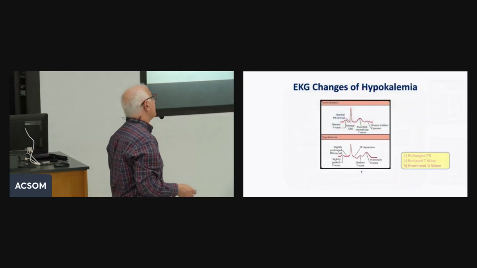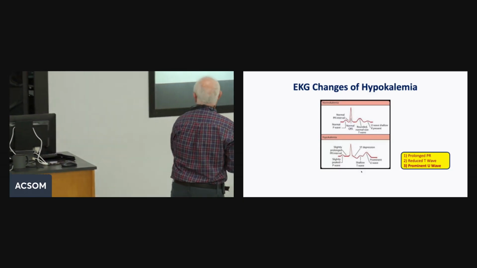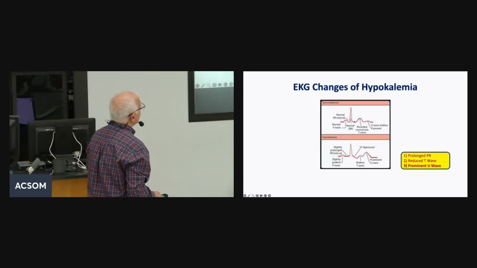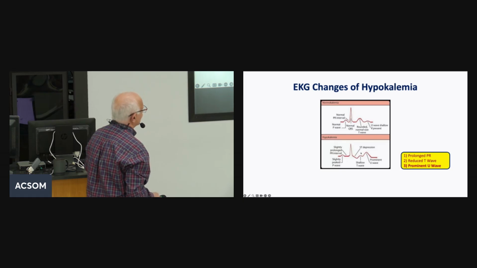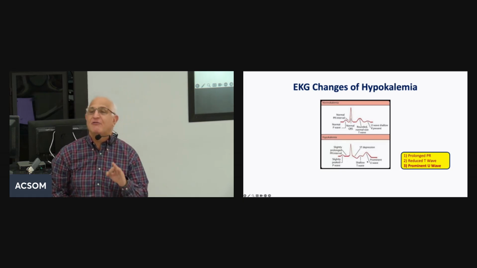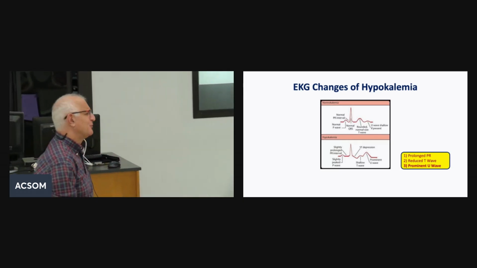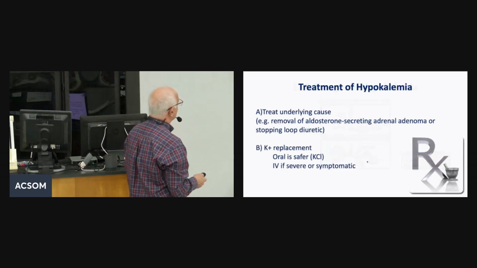EKG changes with hypokalemia. Look at this. Look at this beauty. This is the usual. I have to stay here. This is the usual normal EKG that you are very familiar with. Look at here. What do we call it? U wave. We have PR, we have T that has changed, but U wave is characteristic of hypokalemia. And for hypokalemia, you check the serum level, you see it is low. You don't need much to think about it. It is more for hyperkalemia that it is.